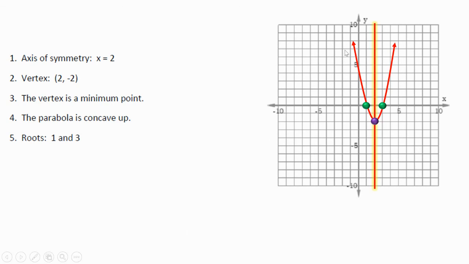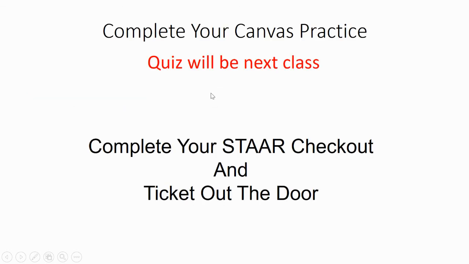And so once again, you have an axis of symmetry at x equals 2. Your vertex is 2, -2. It's a minimum point, and you have roots at 1 and 3. All right. And then that is it. That's everything you need to know for this class in this section.